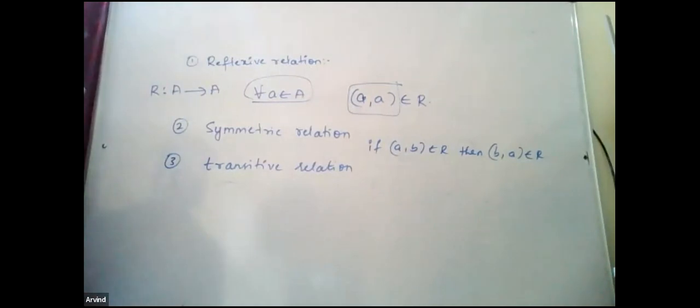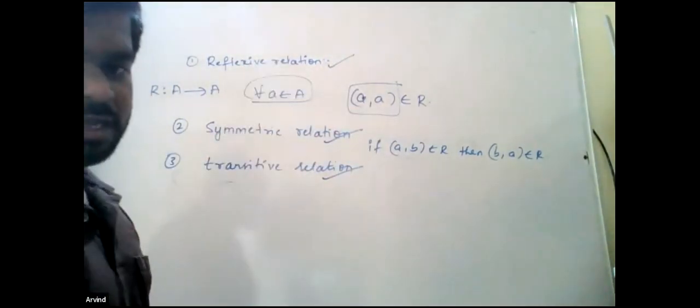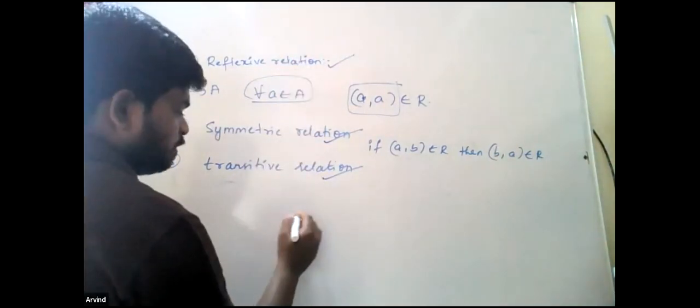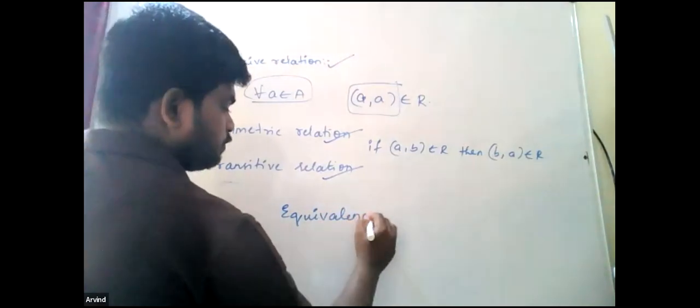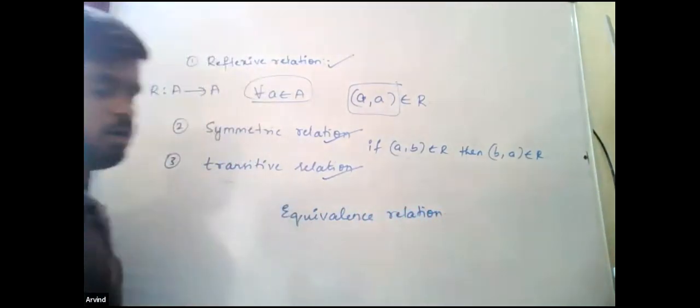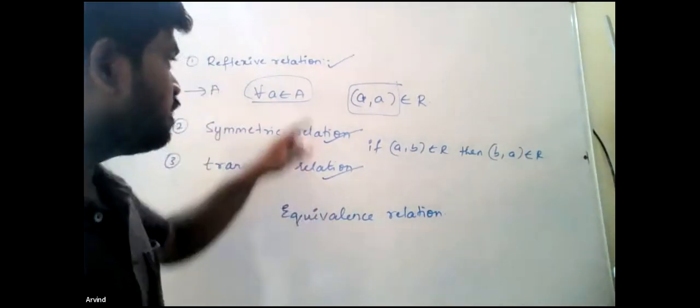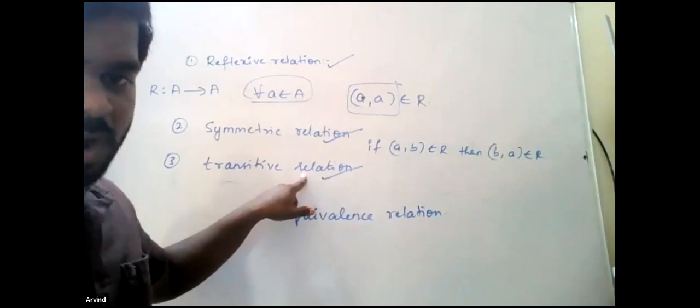Suppose a relation is reflexive, symmetric and transitive, all three. If it is all three, then we call it an equivalence relation. It should be reflexive, symmetric and transitive.